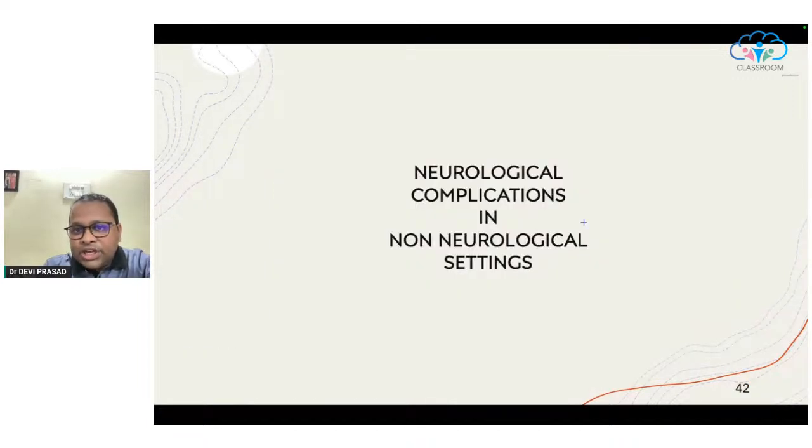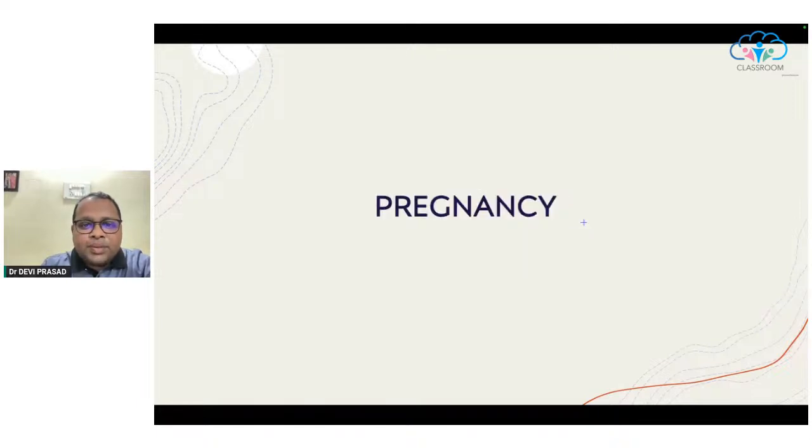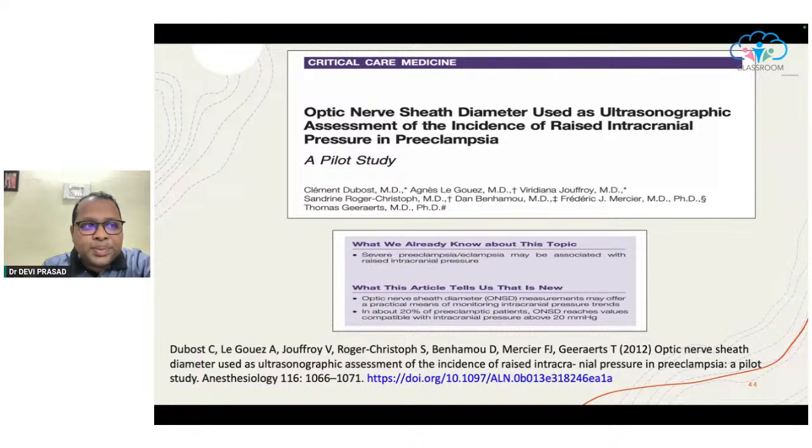So now we'll come to the neurological complications in some non-neurological settings. Starting with pregnancy, pregnancy is associated, as usual, with pathophysiologic changes which predispose to several neurological disorders, and studies report that ONSD can predict the development of preeclampsia and eclampsia. This came in Anesthesiology by Dobo et al., in which the optic nerve sheath diameter was used as an ultrasonographic assessment of the incidence of raised intracranial pressure in preeclampsia, and they found that it may offer a practical means of monitoring intracranial pressure trends.